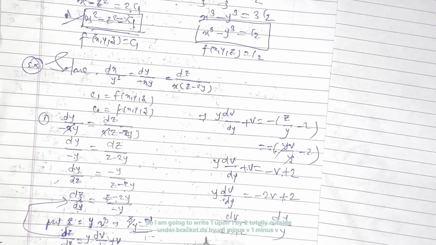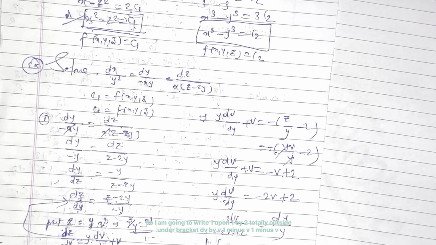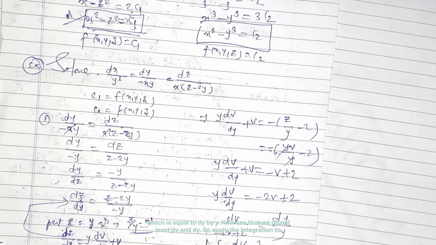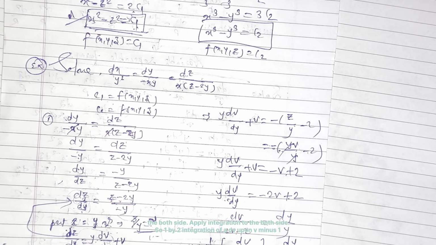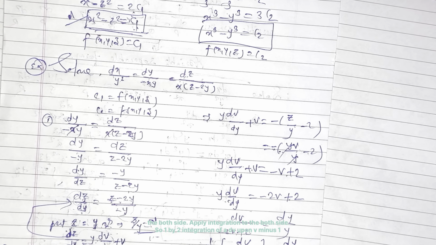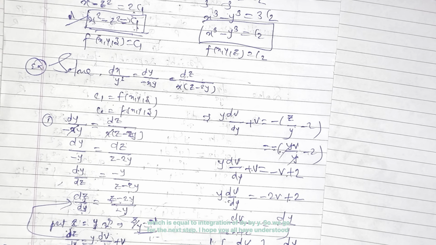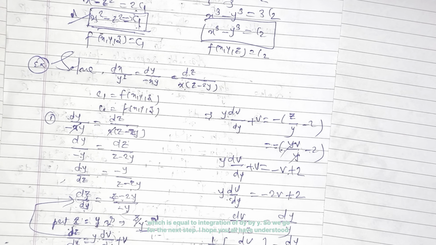So I'm going to write 1 upon 1 by 2 totally outside under bracket, dv by v into 1 minus v, which is equal to dy by y. Now see that we do not want dv and dy, so apply the integration to both sides. So 1 by 2 integration of dv upon v minus 1 is equal to integration of dy by y. Okay, yes. So we go for the next step.